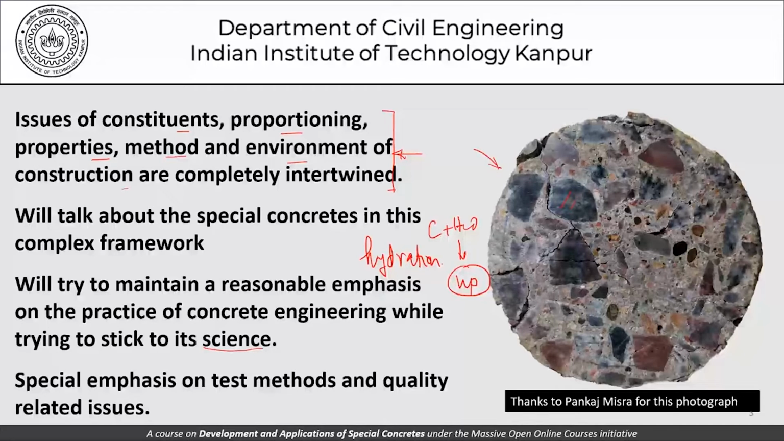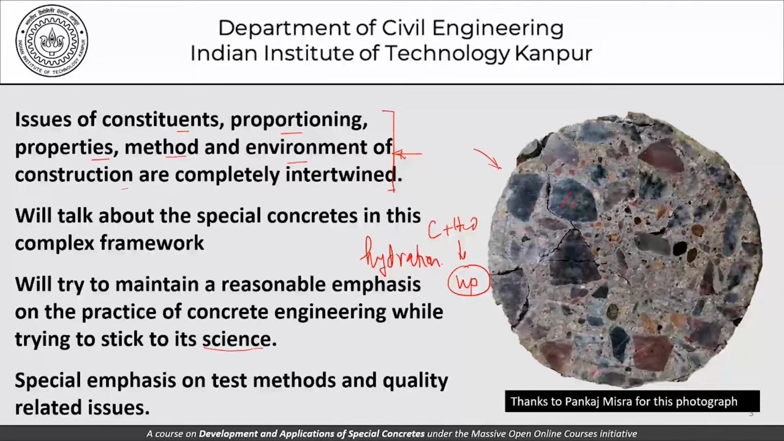So we need to understand what is different in those concretes from the normal concrete and then figure out what special methods we need to adopt. What are the special things we need to do in order to carry out the right kind of tests and have the right kind of protocol for quality control in place.